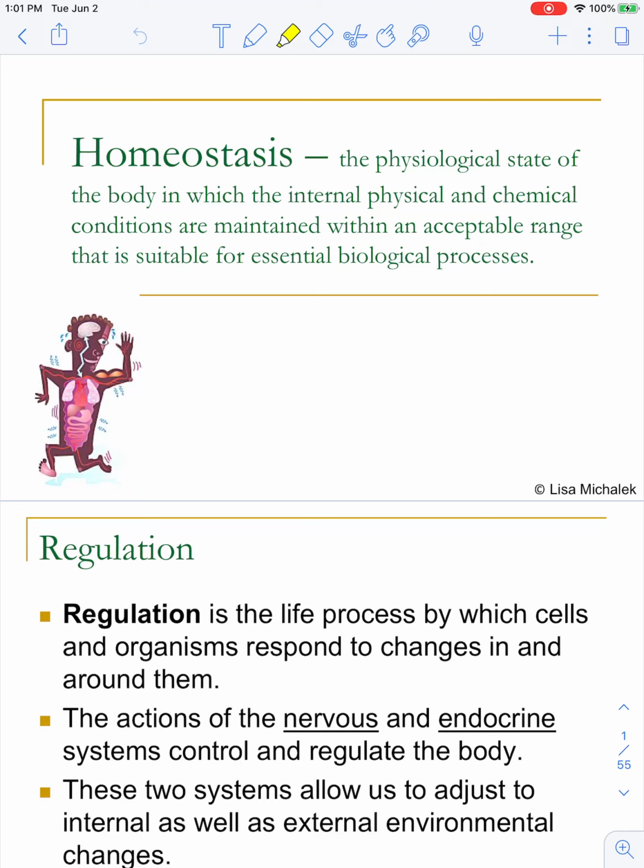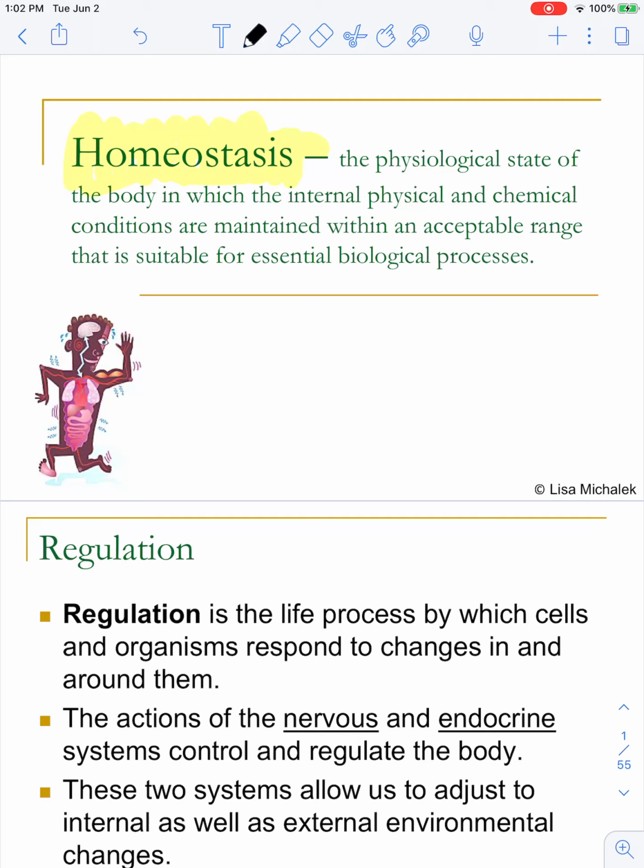So hopefully that little video helped you understand what homeostasis is. This definition is wordy: the physiological state of the body in which the internal physical and chemical conditions are maintained within an acceptable range that is suitable for essential biological processes. Okay, so certainly take it down. You know me, I'm not much for memorize this and provide me the definition. What I want you to do is understand what it is.